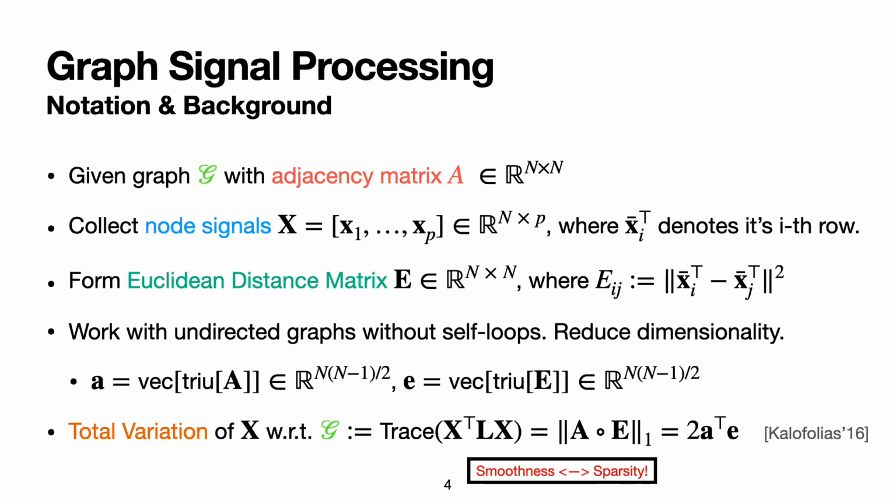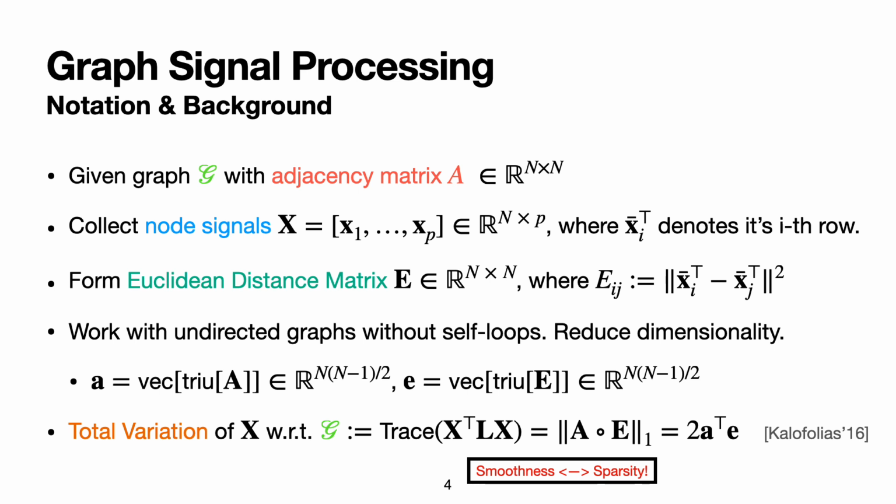So, some quick notation and background on graph signal processing. We have some unobserved graph G with adjacency A. We collect node signals into matrix X, where the ith row is the ith node's signals. We use these node signals X to form the Euclidean distance matrix E. We work with undirected graphs without self loops, and so we can take advantage of the symmetry and reduce dimensionality. We introduce lowercase a to represent the upper triangular part of the adjacency A, and lowercase e to represent the upper triangular part of the Euclidean distance matrix E.